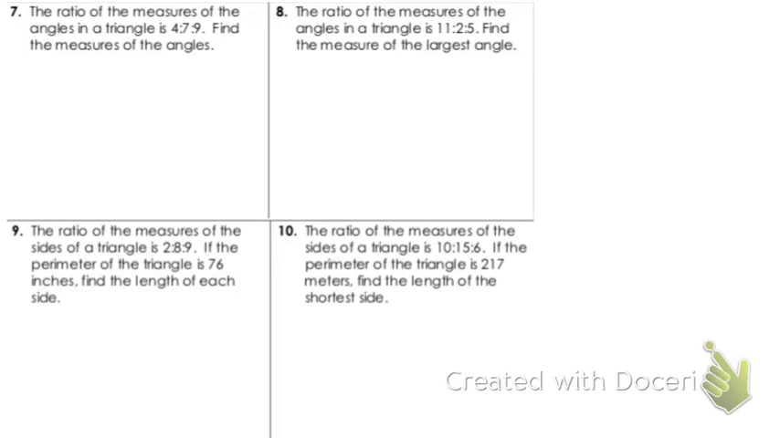Brown. Okay, so on number 7, the ratio of the measures of angles of a triangle is 4 to 7 to 9. Now we're seeing a standard ratio. Find the measures of the angles. Does anyone have an idea of what we could do on number 7? Go, Gage. 4x plus 7x plus 9x equals 180 degrees.